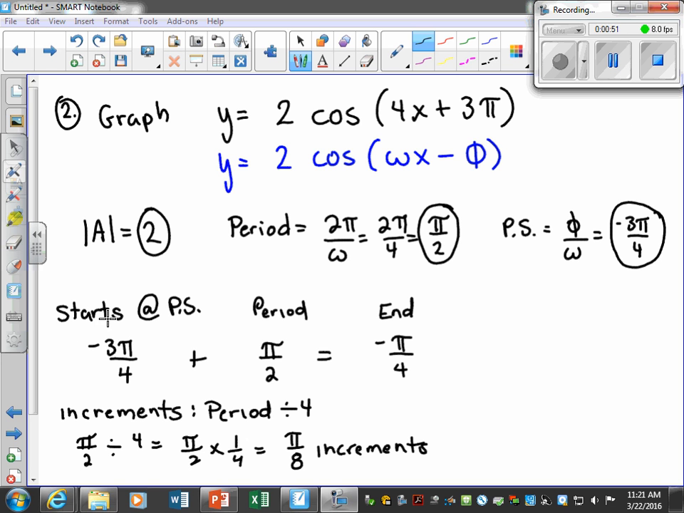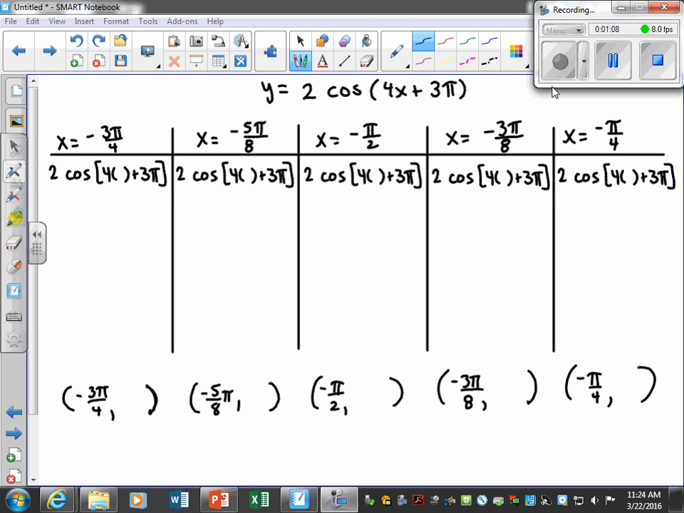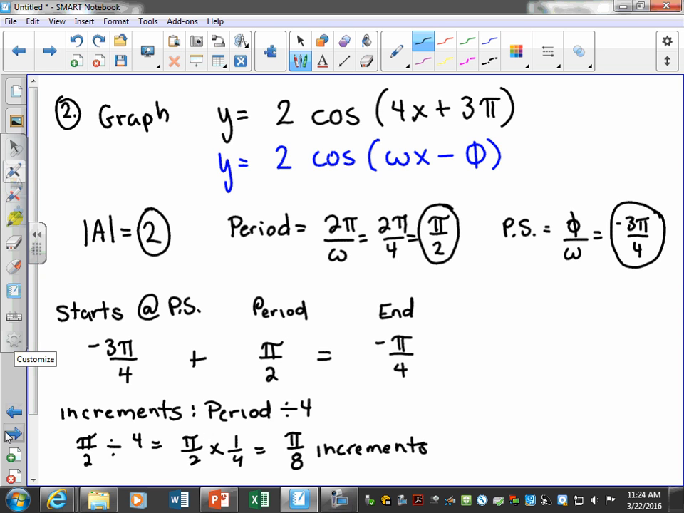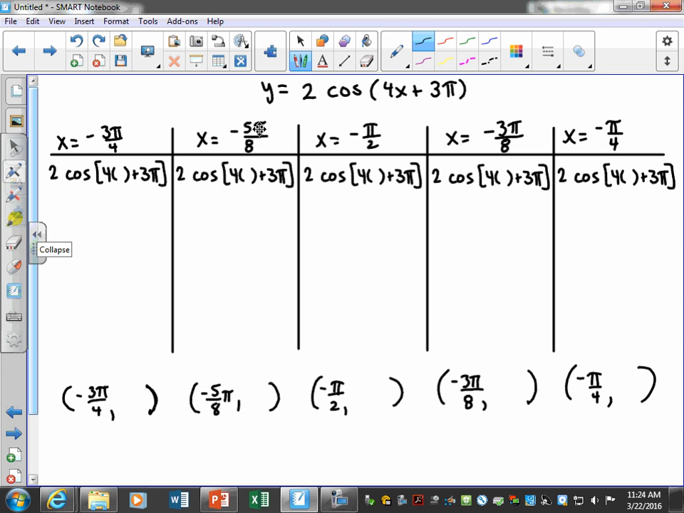Okay, good. So we have our starting point, we had our period, we get our ending point here, and then we also determined our increments by taking our period and dividing it by 4. So we're going to increment by pi-eighths each time. Okay, so you can see here where we set up our x values. So negative 3 pi over 4 plus our increment, which on the last page is pi-eighths, is going to be negative 5 pi-eighths. Increment pi-eighths to that, and you get here, here, here. So we have our ordered pairs set up, and we also have our XY table plugged in.